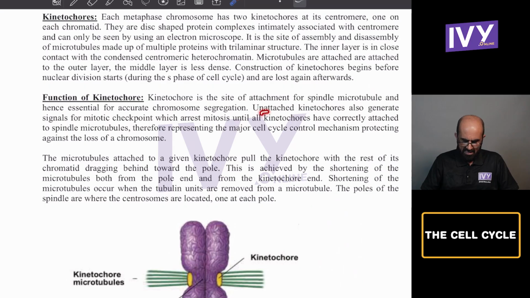So it says unattached kinetochores also generate a signal for the mitotic checkpoint, which arrests mitosis until all kinetochores have correctly attached to the spindle microtubule. Otherwise, the chromosomes will not be separated equally. Therefore, this represents the major cell cycle control mechanism. This is one of the most important functions of the kinetochore. They play a very important role as a signaling control mechanism. So it's a major cell cycle control mechanism, protecting against the loss of chromosomes.